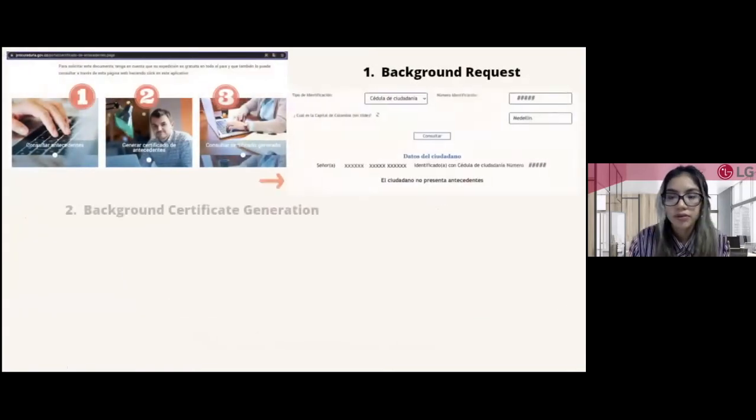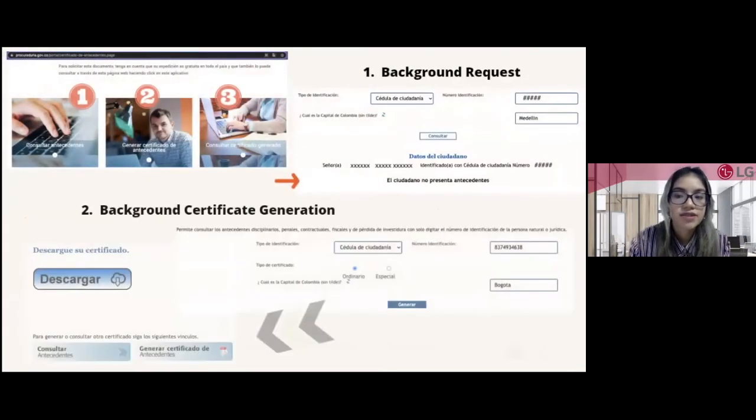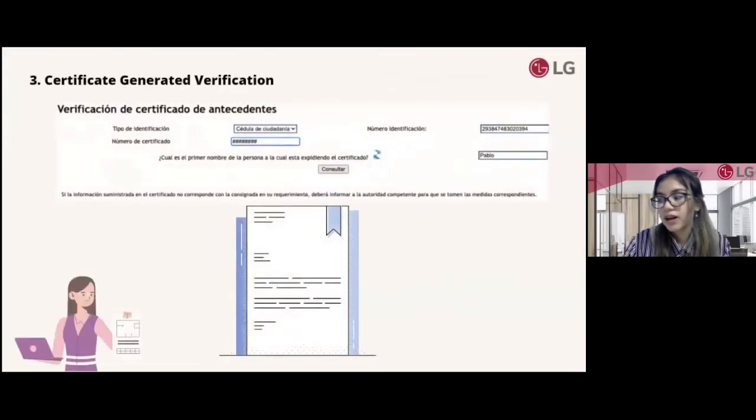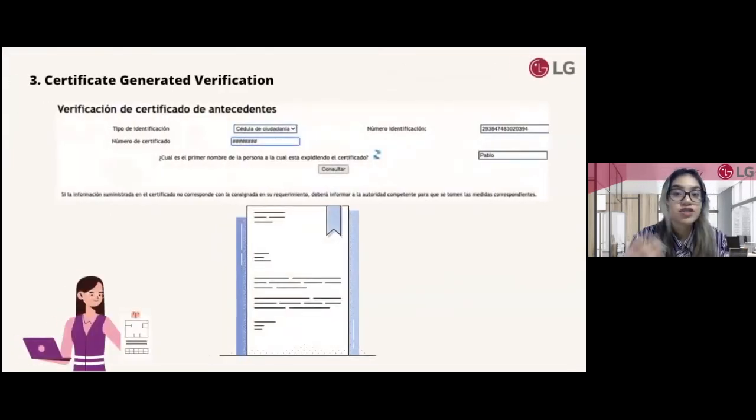Here's an example. For instance, to consult the specific certification, you put in the number of the background of the person, and then you generate the certification, and it can be downloaded, as you can see here in option number 2. In option number 3, you just verify the certification generation, meaning in which state it is. And after that, you can generate it and download it too, and see the progress, okay?